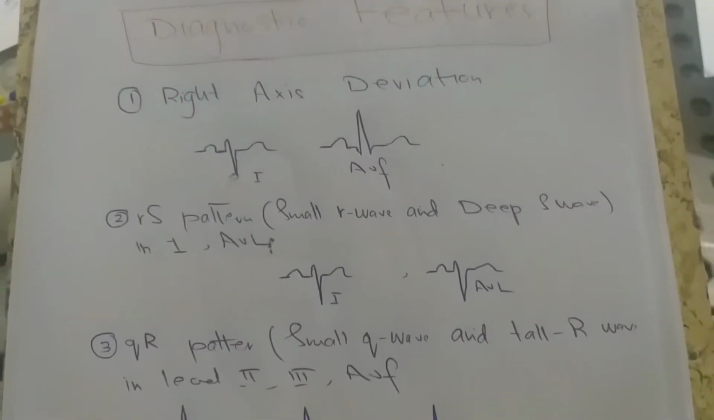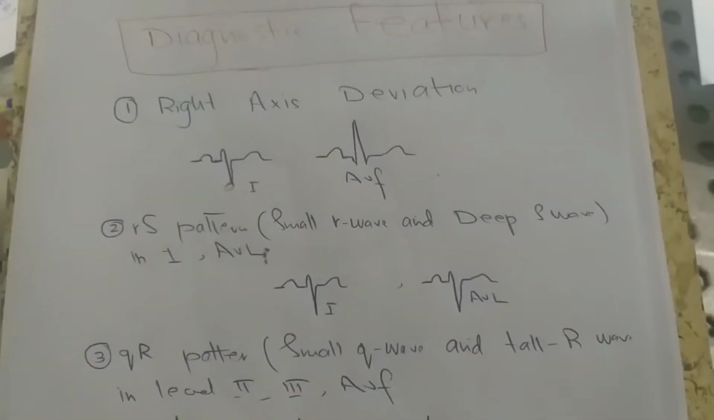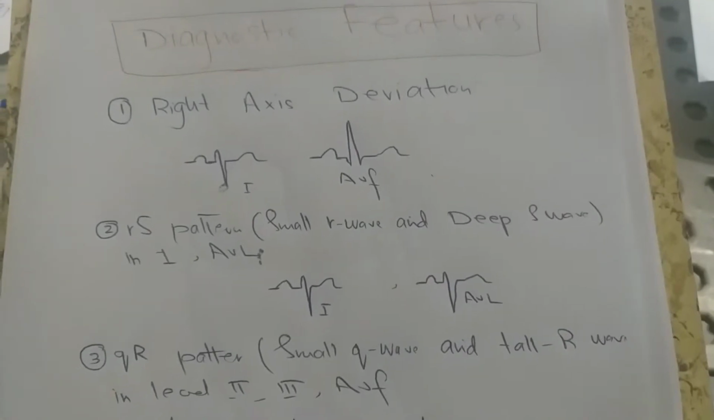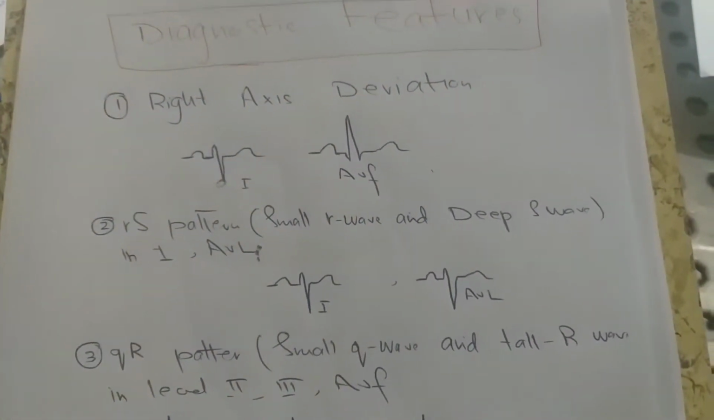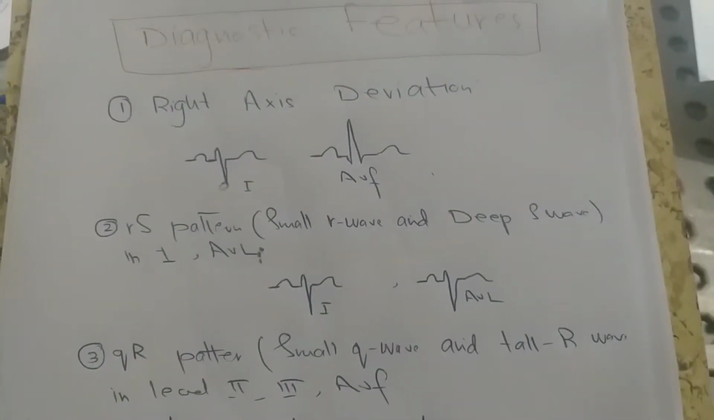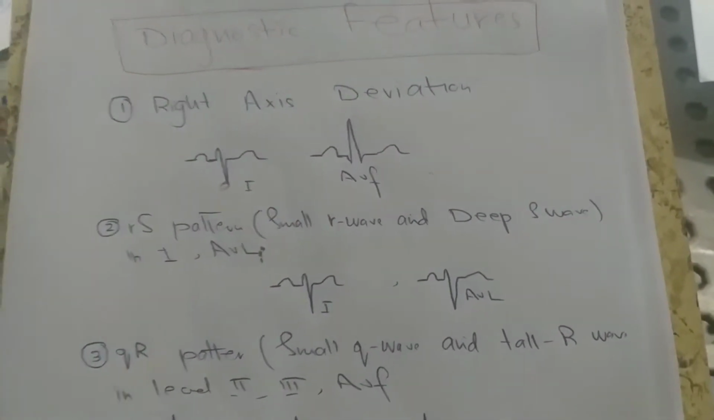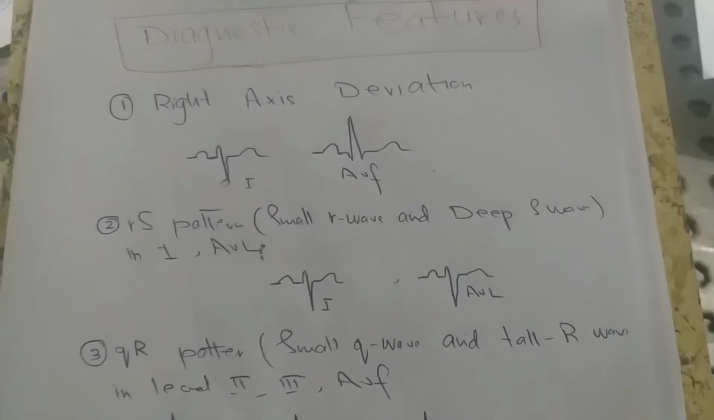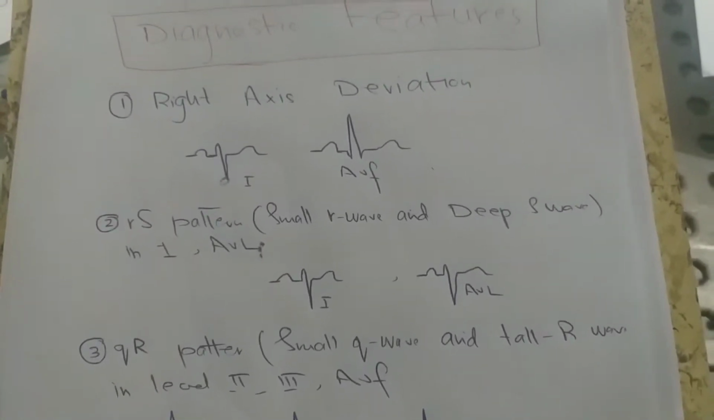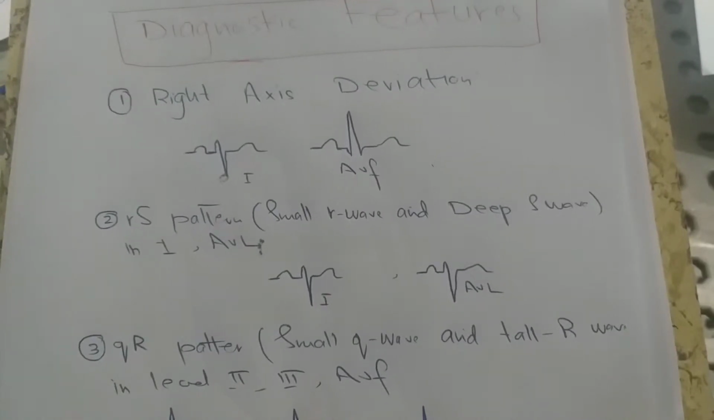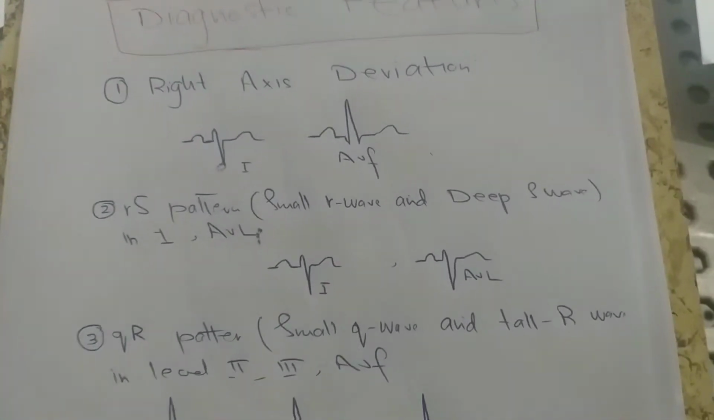The second diagnostic change which you will see in the ECG is in the lateral leads. 1 and AVL are the two lateral leads. There would be a small Q and deep S wave pattern. You will see a very small R wave or a positive deflection and a very deep negative deflection or S wave. So the RS pattern in lead 1 and AVL, which are the lateral leads.